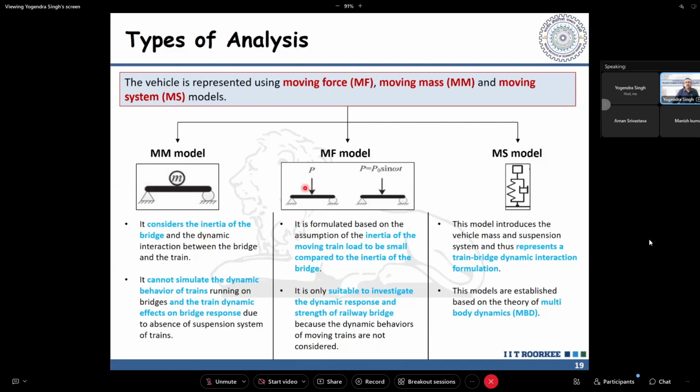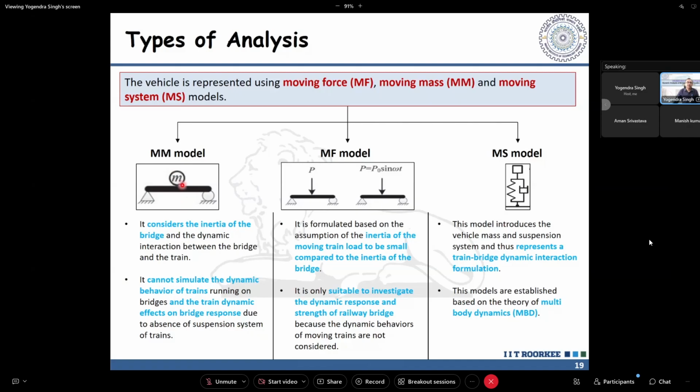But here we are not considering the mass of the train, but we understand that when the train is there, the mass on the bridge is also going to increase, and that will affect the response. So even in the moving mass model, we consider the mass also, but we consider that this mass is attached to the beam or the bridge. It can move in the horizontal direction, but it cannot move in the vertical direction relative to the beam. It is connected to the beam. So it takes into account the inertia effect of the train, but it cannot consider the loss of contact if that is happening.